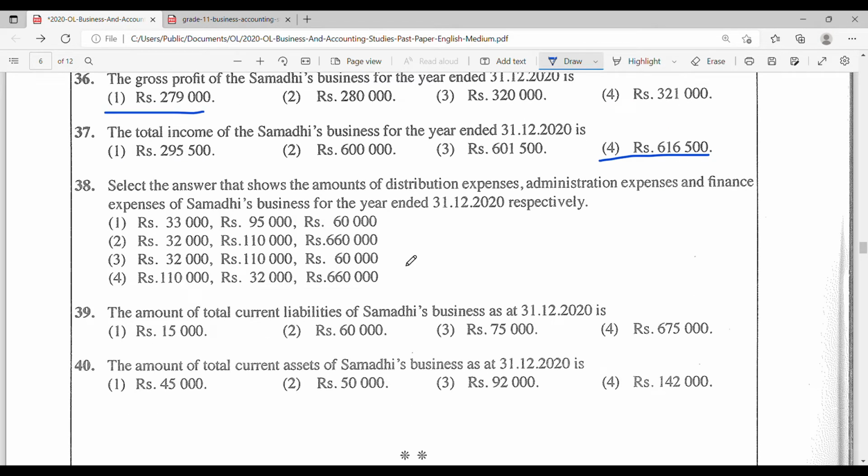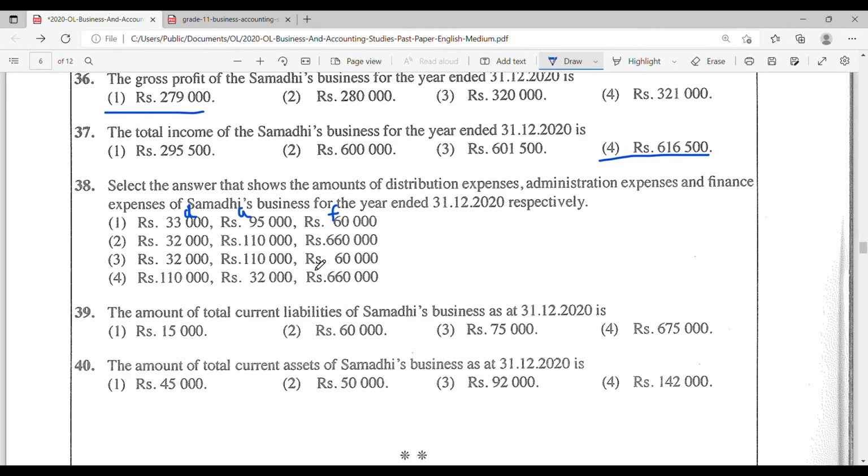Question number 38. Select the answer that shows the amount of distribution expenses, administration expenses and finance expenses of Samadhi's business for the year ended 31st December 2020 respectively. Now when they use the word respectively, meaning in the same order. So you should have the distribution cost first, administration cost later and then finance expenses.